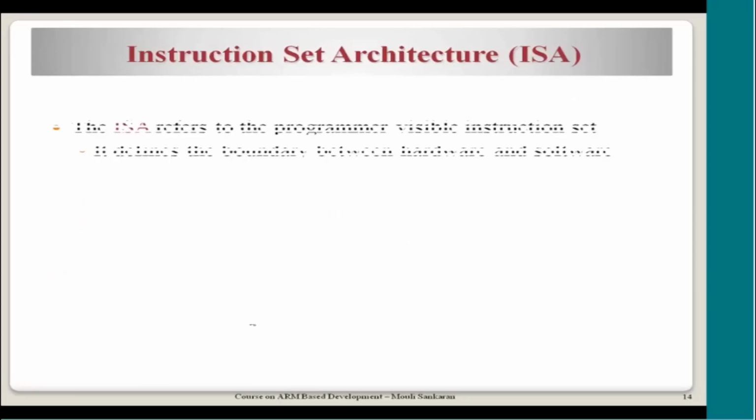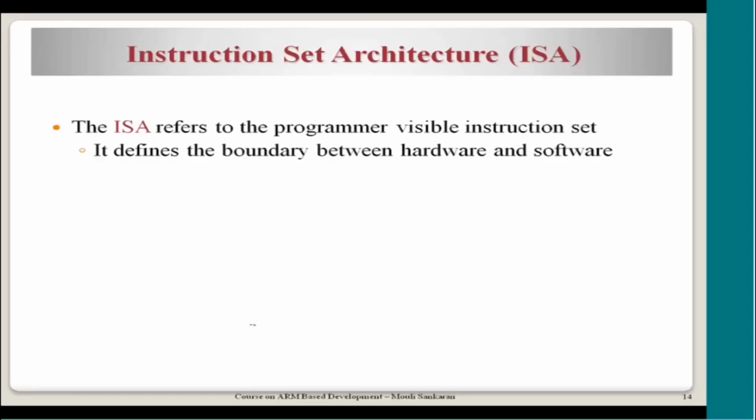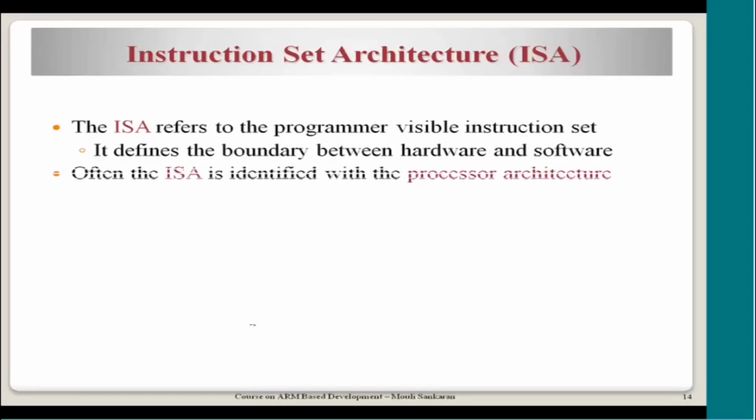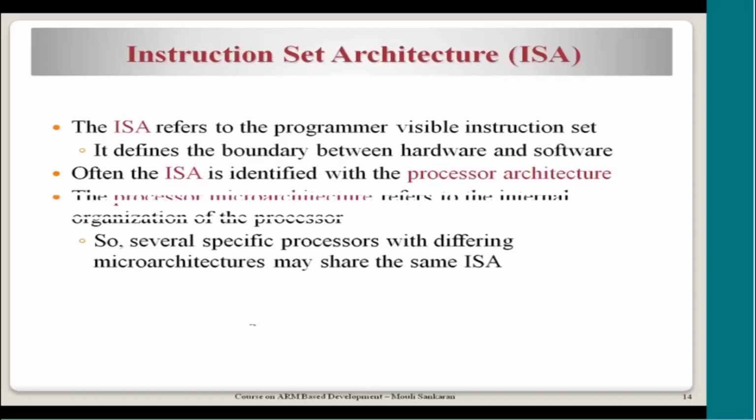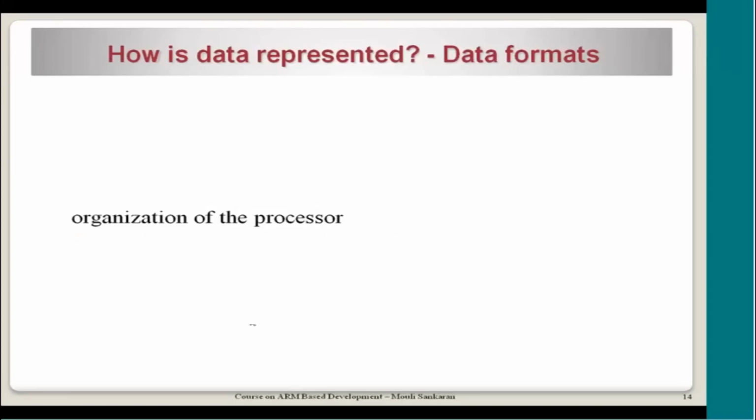Now, ISA refers to the programmer's visible instruction set. It defines the boundary between hardware and software. And we say that ISA is identified by the processor architecture. When we go into the details of the microarchitecture, it talks about how the internal organization of a processor is designed. So ISA doesn't talk about the internal organization. The processor microarchitecture talks about it, whereas ISA only talks about the behavior, how data needs to be represented, how it has to be accessed, and how the coding of the instruction needs to be done.